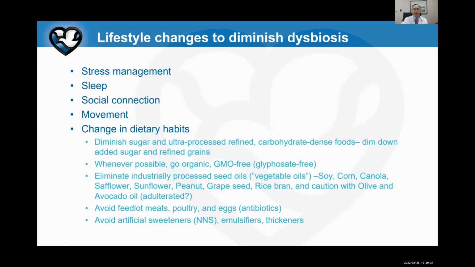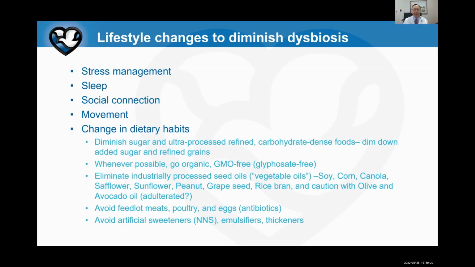Some of the lifestyle changes that diminish dysbiosis: managing stress, getting restorative sleep, social connection. As it's been shown that if you can hug in a politically correct way, 7 times or more a day, your loved one, you can actually decrease respiratory infection by 35%. And I think your microbes are probably listening to that as well. Movement's important, changing dietary habits, diminishing sugar and ultra-processed, refined, carbohydrate-dense foods. And I tell my patients, just dim down. You can't all of a sudden take all these things out, but just dim it down. Get down to that 6 teaspoons a day of added sugar that the World Health Organization recommends.